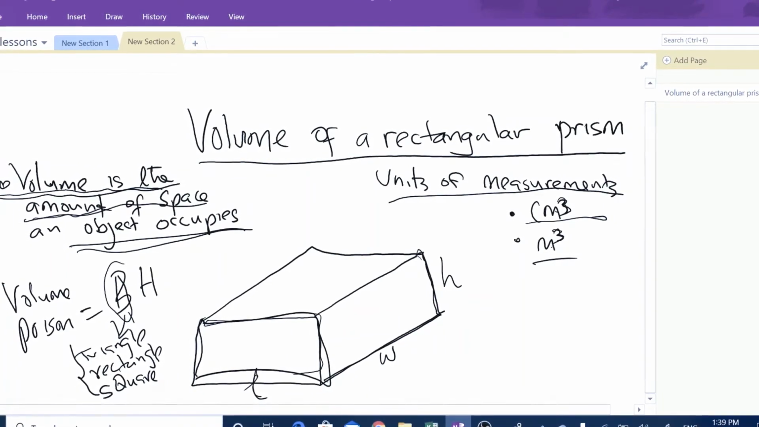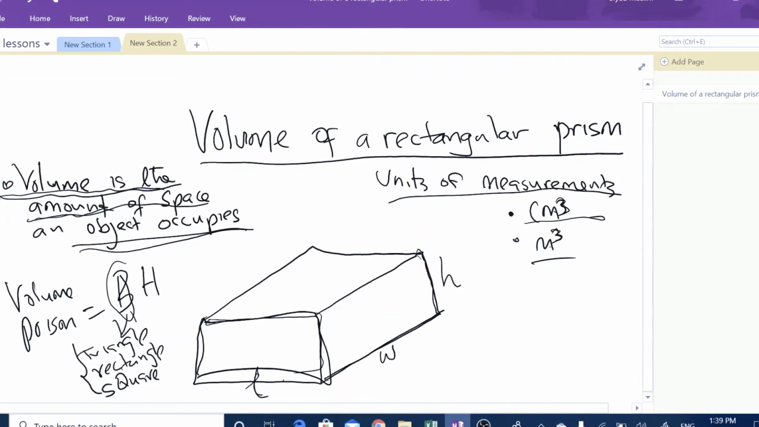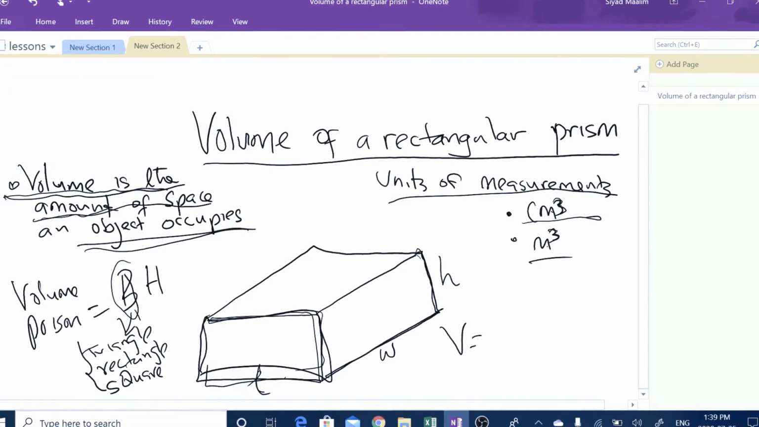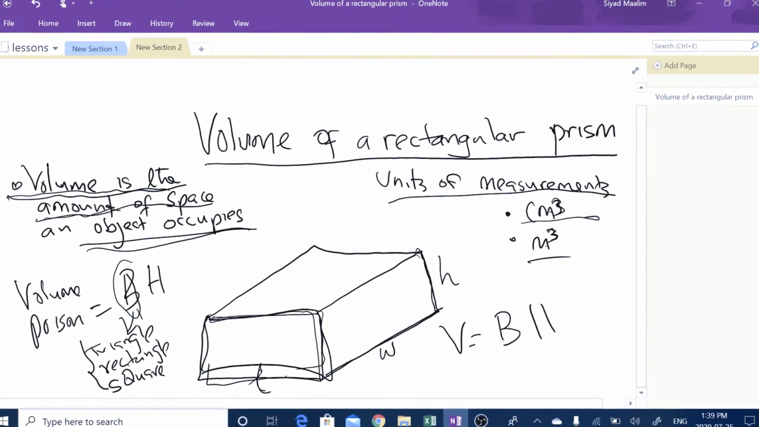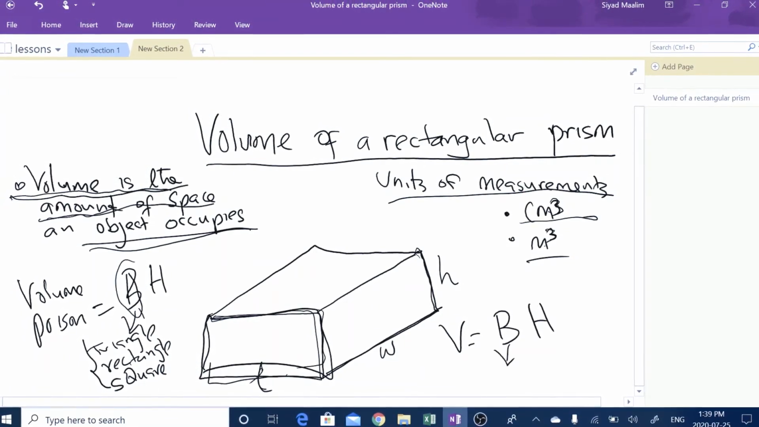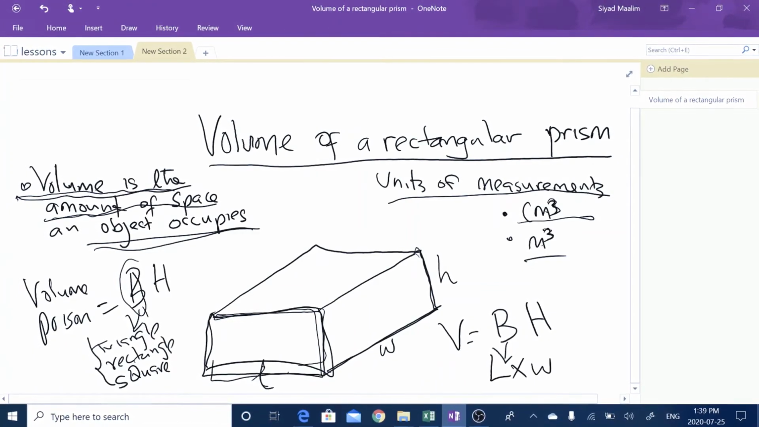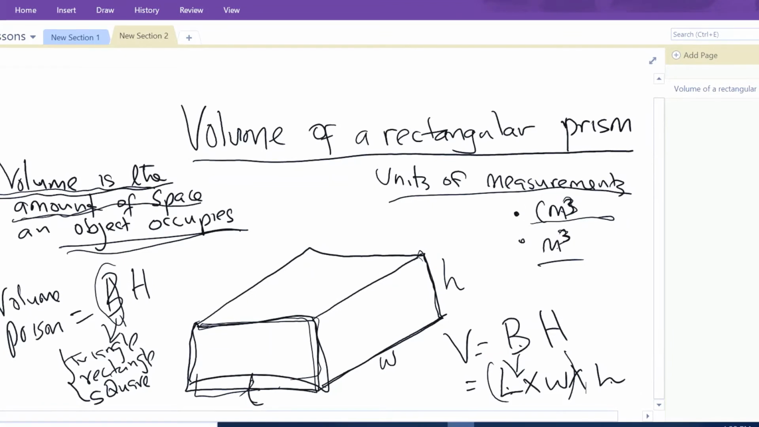For example, if it is a rectangle, which is what we are looking at today, the volume is always equal to base area times height, but the base area, if it is a rectangle, is length times width. So let us see an example.